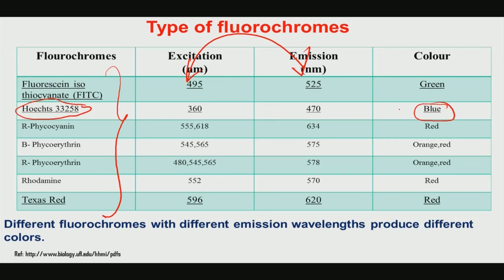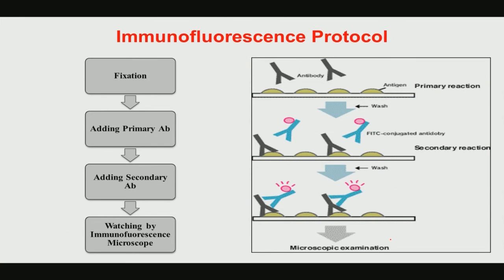Texas red or rhodamine, on the other hand, will give red in color. FITC, fluorescein isothiocyanate, will give green in color. So, different fluorochromes with different emission wavelengths will produce different colors. It is not possible for a student to remember the excitation and emission wavelengths for so many different kinds of fluorochromes, but certainly those with circles one can try to remember.